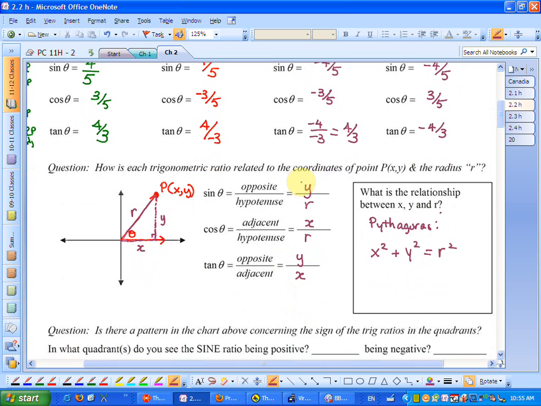Okay? I want you to know this stuff, okay? These ones as your new definitions for sine, cosine, and tangent, okay? Y over r for sine, x over r for cos, and y over x for tan. Okay?